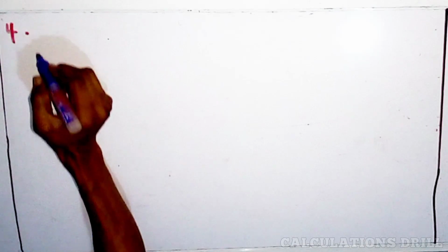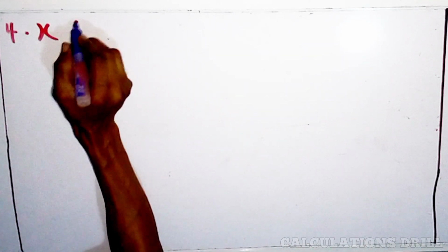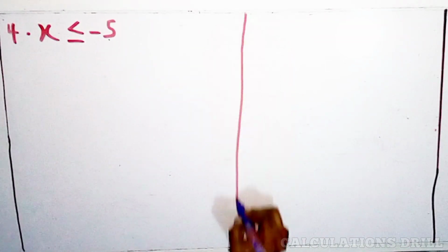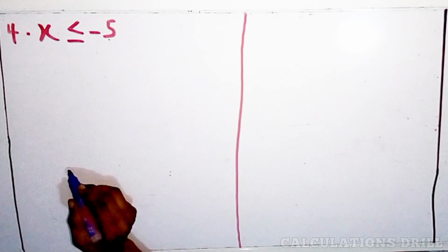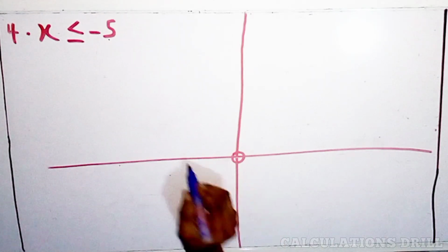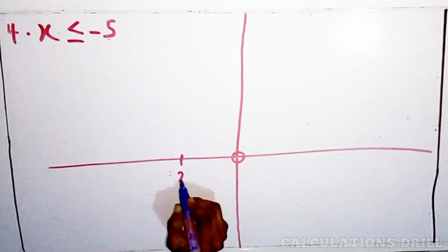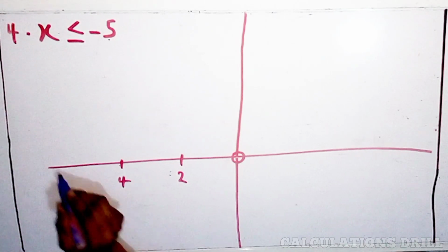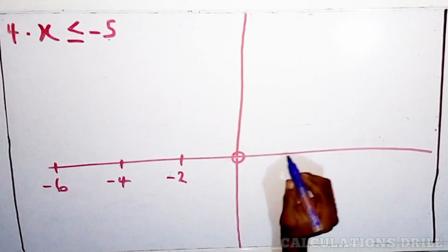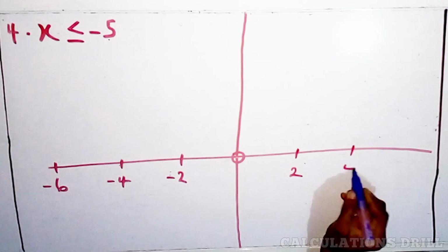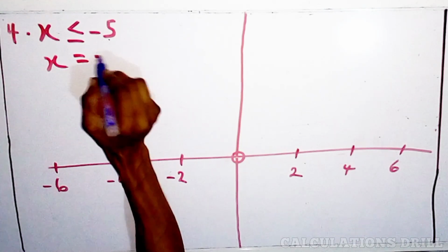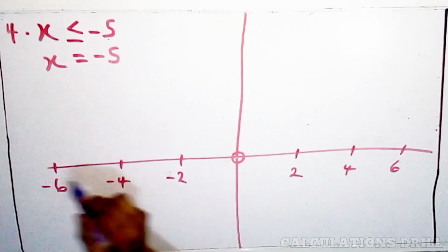The next example, number 4, says x ≤ -5. Let's also try and plot the graph. Here also we are concerned with x. That is our origin. So we are not going to number the y-axis. This is the negative x-axis, so let's put our negative. Then this side is the positive x-axis. We are using 2 centimeters to represent 2 units. So x = -5.